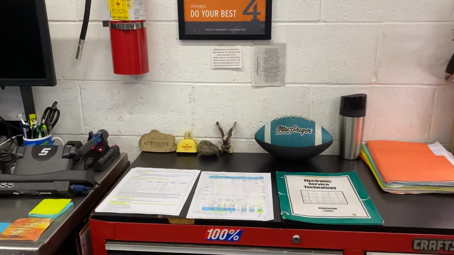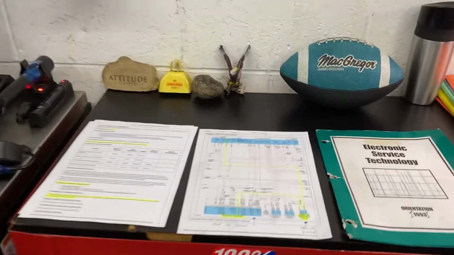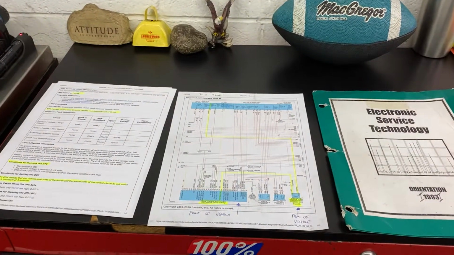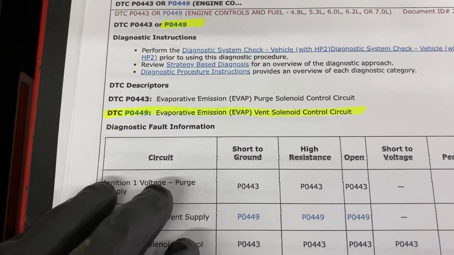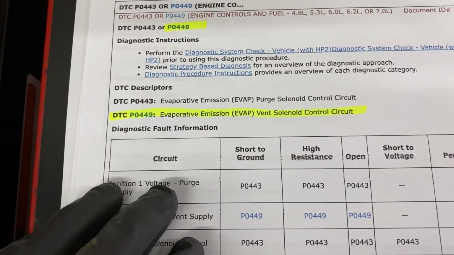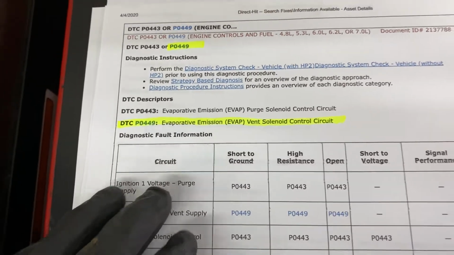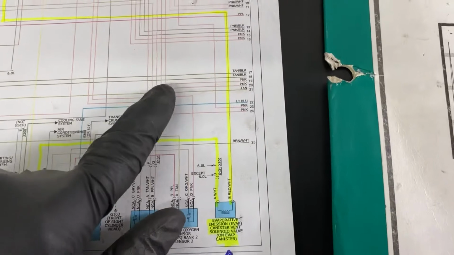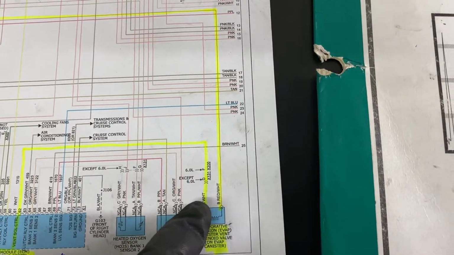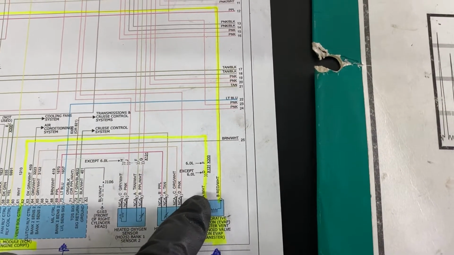So with that said, today's case study is a 2010 GMC Yukon with a code P0449, EVAP emissions vent solenoid control circuit. So right away we know that the computer is complaining about the control circuit. This control circuit right here.